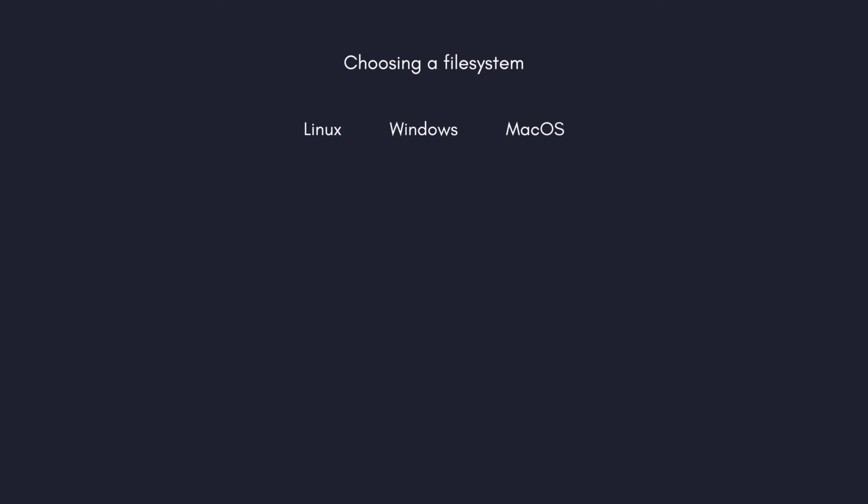But the problem is Linux mostly uses the ext file system, which is native to it. Windows uses the NTFS file system, which is native to Windows. And macOS uses its own native APFS. And even though we want our operating system to be compatible with all of these, none of these file systems are really all that compatible with each other's operating system, which is definitely going to be a problem.